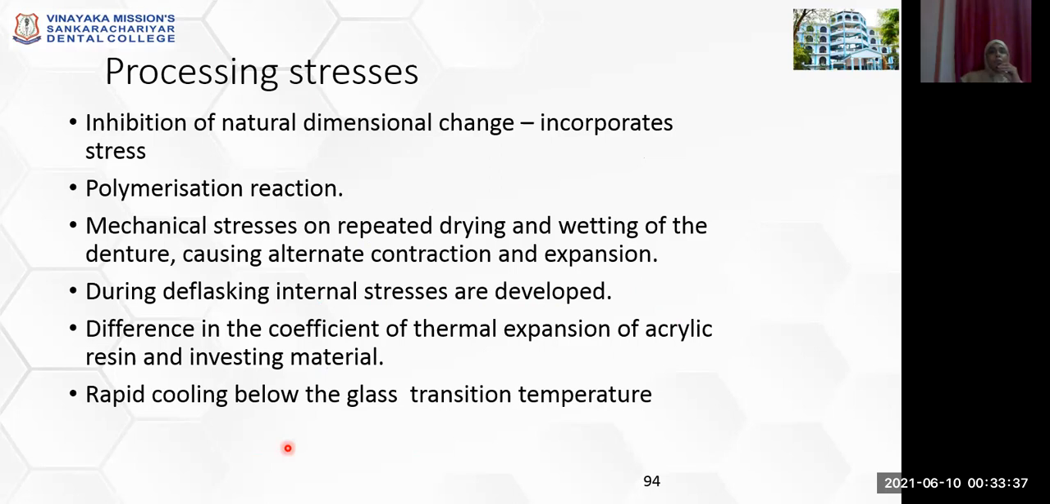When you keep repeatedly drying and wetting the denture, it can introduce a certain kind of stress. Also while you're doing deflasking and while curing, all this can induce some amount of stress in the denture base material. Also, during packing, the difference in coefficient of thermal expansion between the plaster of Paris and your acrylic can also induce some amount of stress.